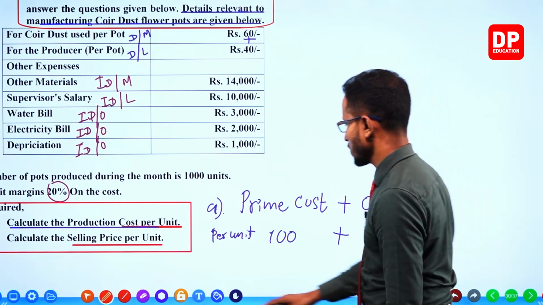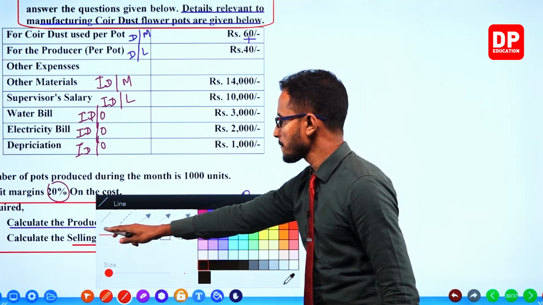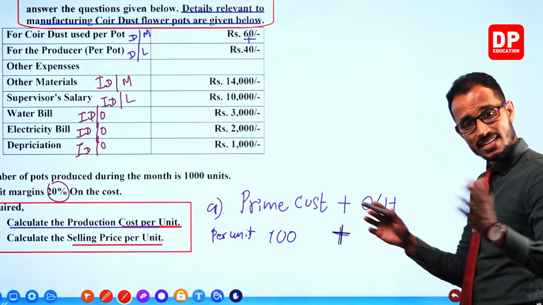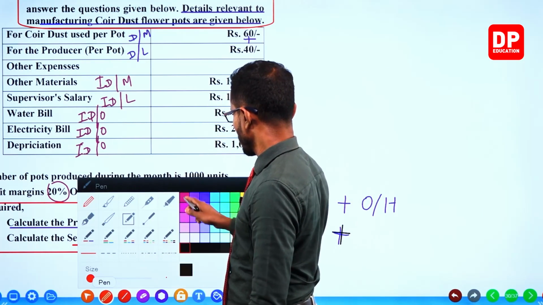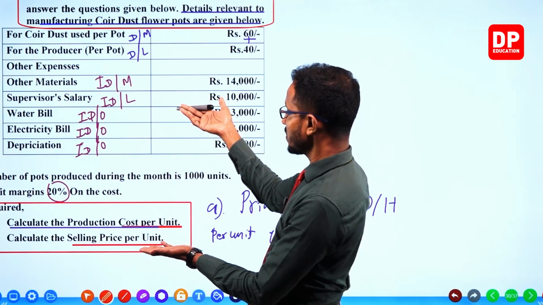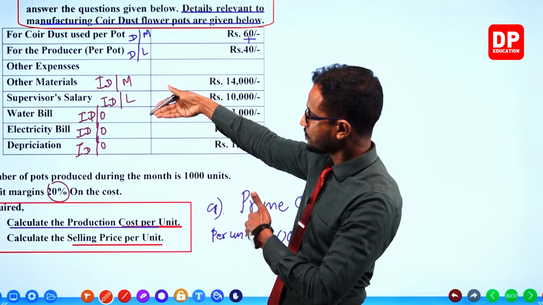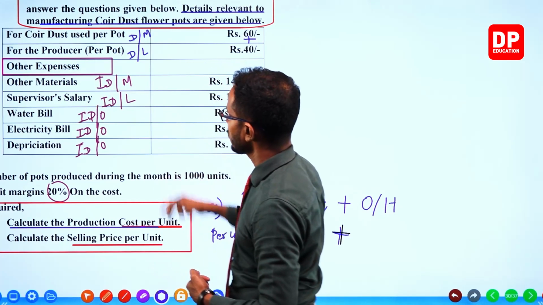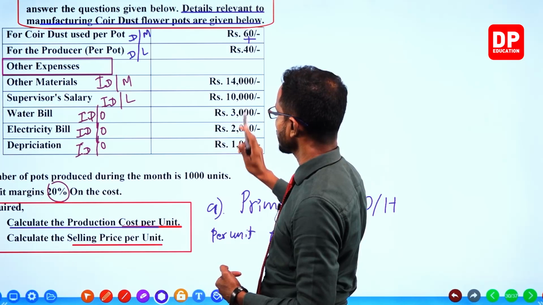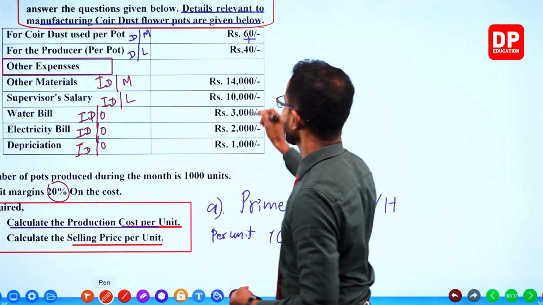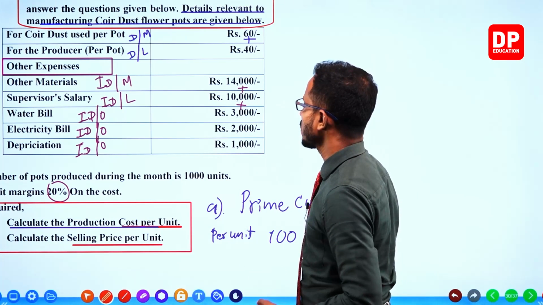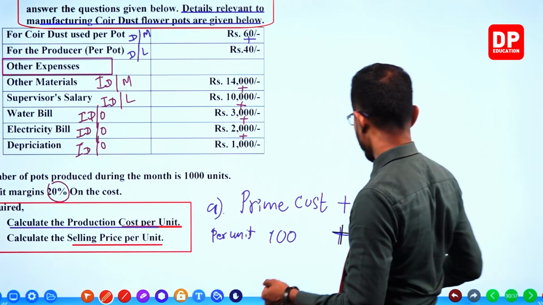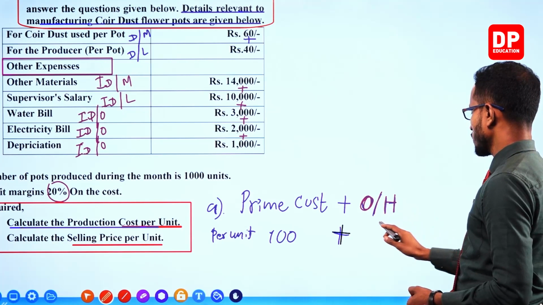Plus, what is the overhead cost? Overhead cost is the total of all the indirect costs. We have marked the indirect costs already. All the indirect costs are given for the month: 14,000, 10,000, 3,000, 2,000, 1,000. 14,000 plus 10,000, 24,000. 24,000 plus 3,000, 27,000. 27 plus 2 and 1, 3, 30,000. Overhead cost for the whole month, 30,000.